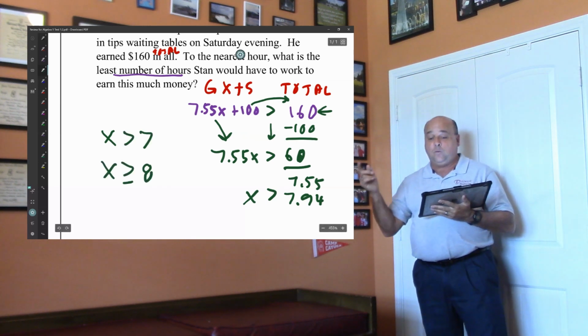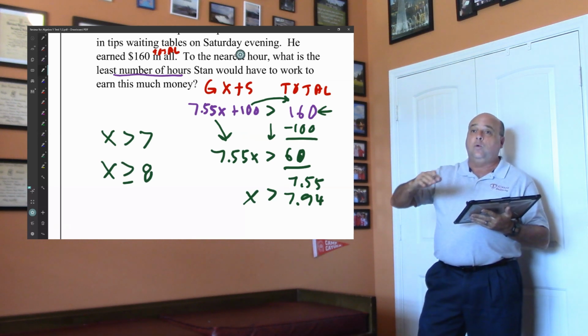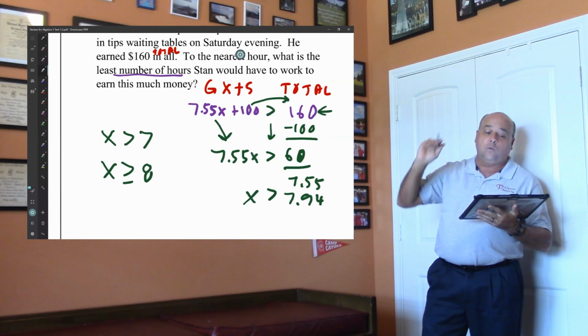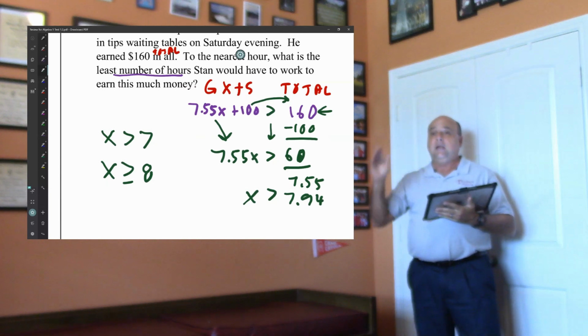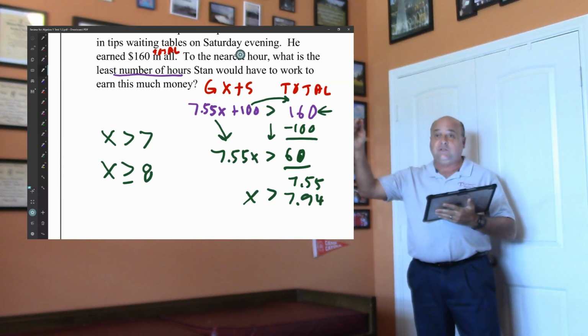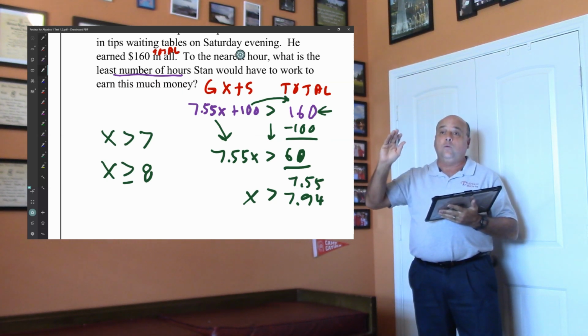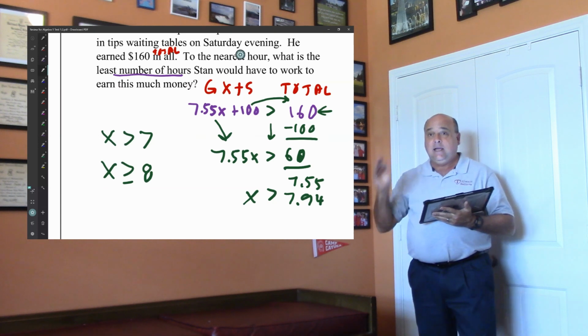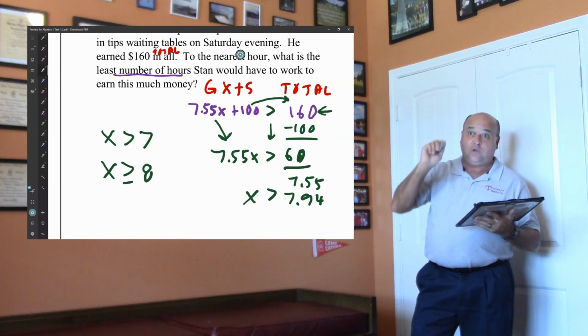It depends on how they word it. So he's got to work more than 7 hours, or he's got to work 8 or more hours to get over 160, doesn't he? So he can work more than 7 hours, which is x greater than 7, or he can work more than or equal to 8 hours, which is greater than or equal to 8. It depends on how they word that and put that in the multiple choice.